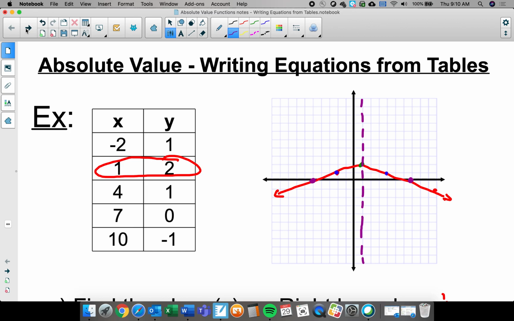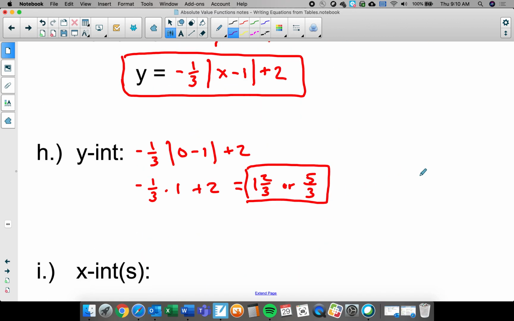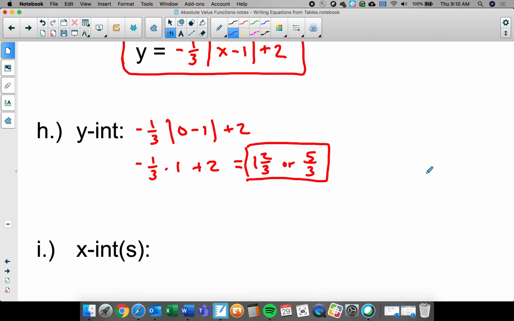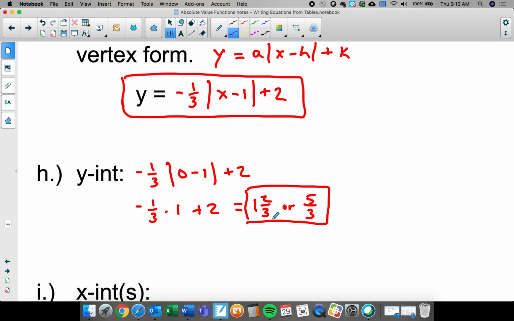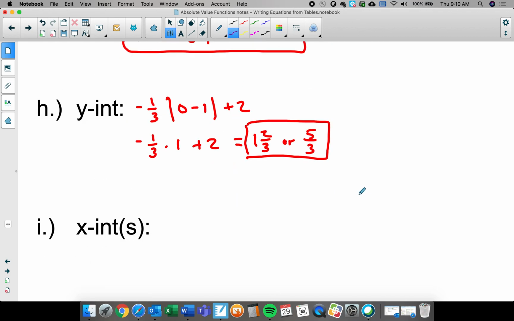However, a lot of times you're not going to have a nice x-intercept, kind of like we didn't have a nice y-intercept. So again, I'm going to use the equation to confirm that instead of the graph. Remember, an x-intercept is when y equals 0. So I'm going to set my equation equal to 0. We have -1/3 times the absolute value of x minus 1, plus 2, and I'm going to set that equal to 0.